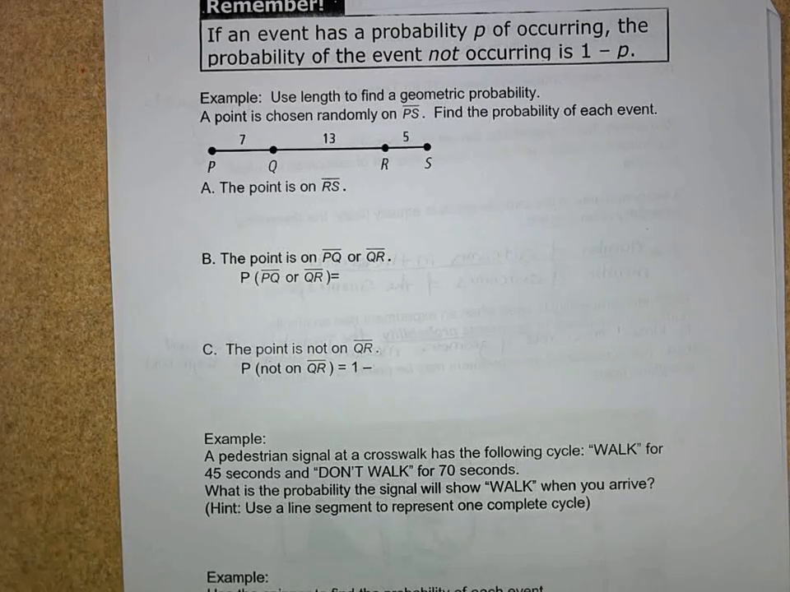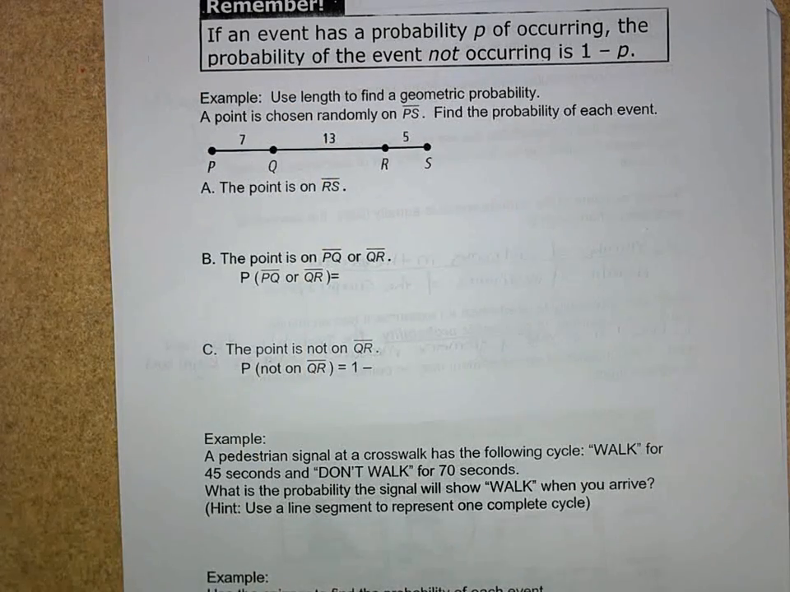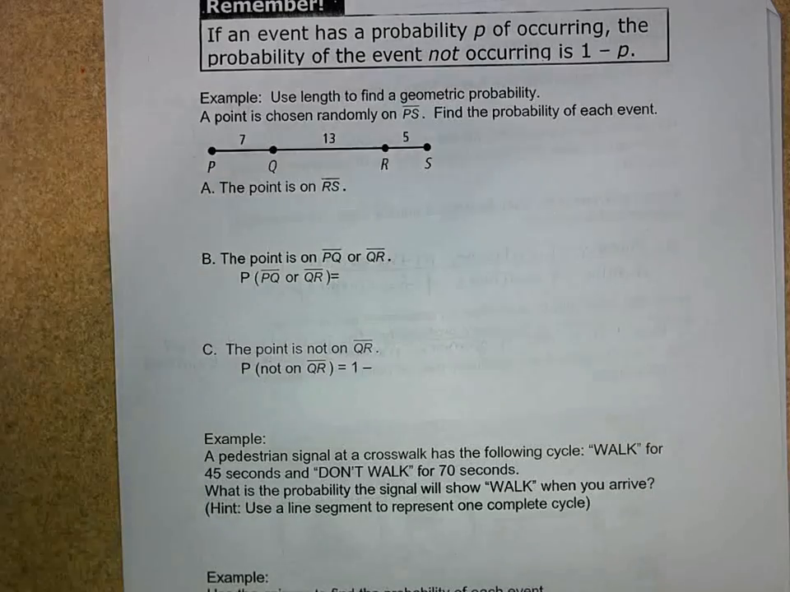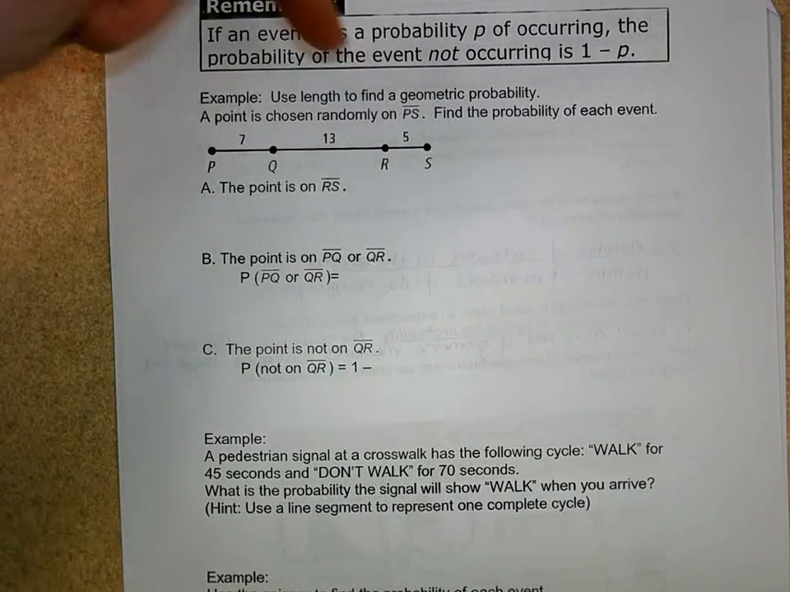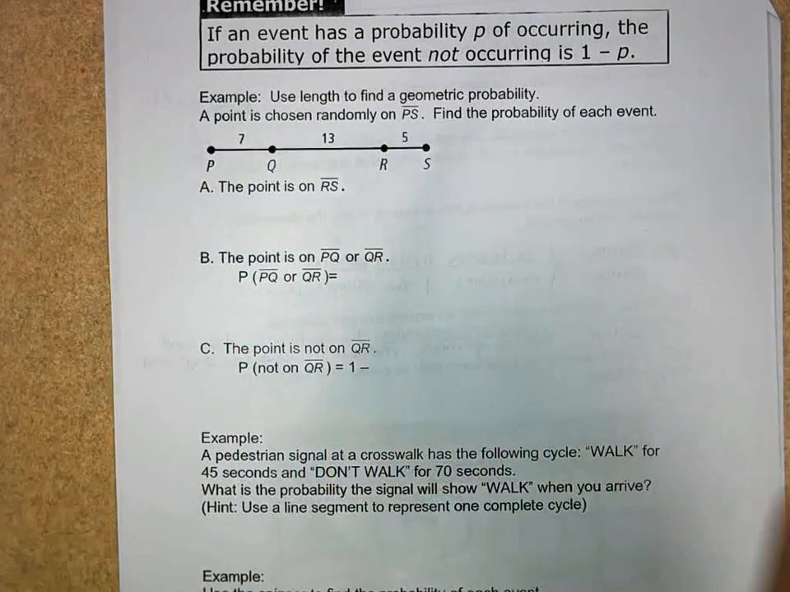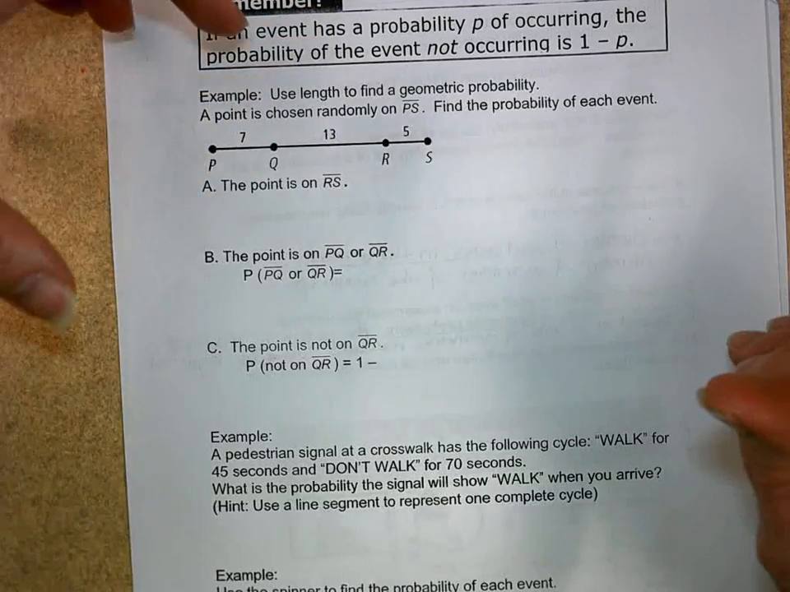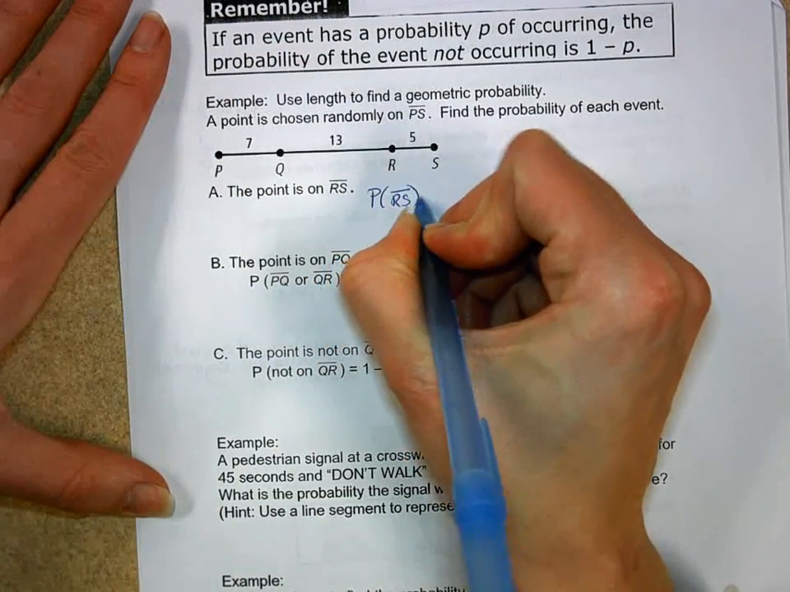All right, scholars. Now we're going to use an example that actually can be adjusted real quickly to real-world problems. We're going to use length to find geometric probability. We're asked to find a point chosen randomly on segment PS. So somewhere on here, I'm going to find a point. I want the probability of where it's going to land. So the first one is I want the probability that it's going to land on segment RS.